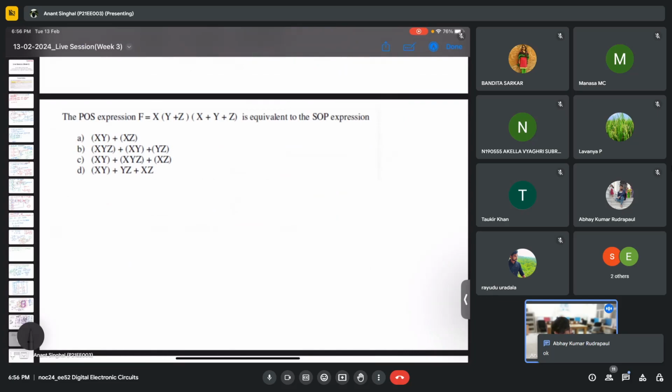So now again a similar question. We have been given a POS expression, that is this, and we need to find the equivalent SOP expression. So quickly let me know the answer. This is very basic. You can take 2 minutes.